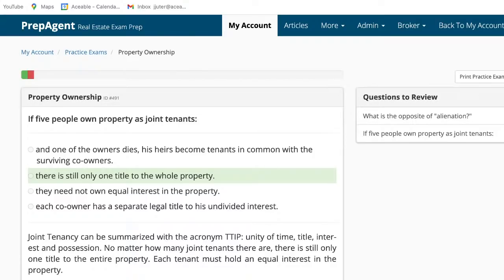My ego is shattered. Okay, so joint tenancy has the right of survivorship. So if I am a joint tenant with you, okay, and I die, you get the property. So my question is, can you will a property that is joint tenancy to your heirs? Can you will a property to your heirs if you agreed as joint tenants?